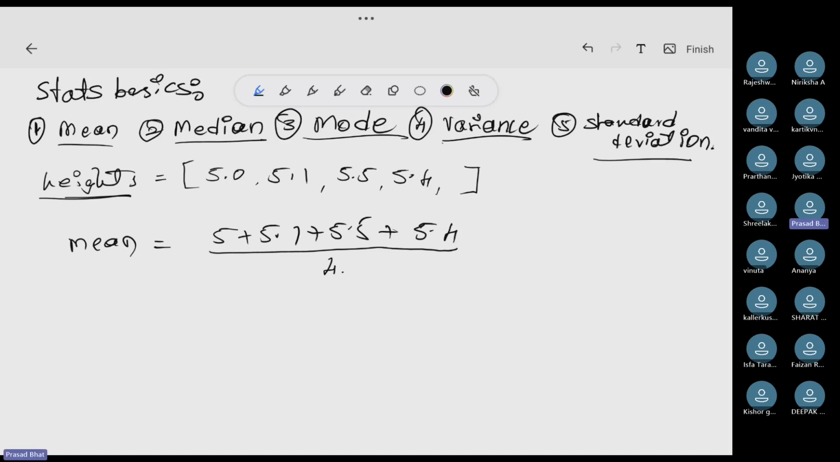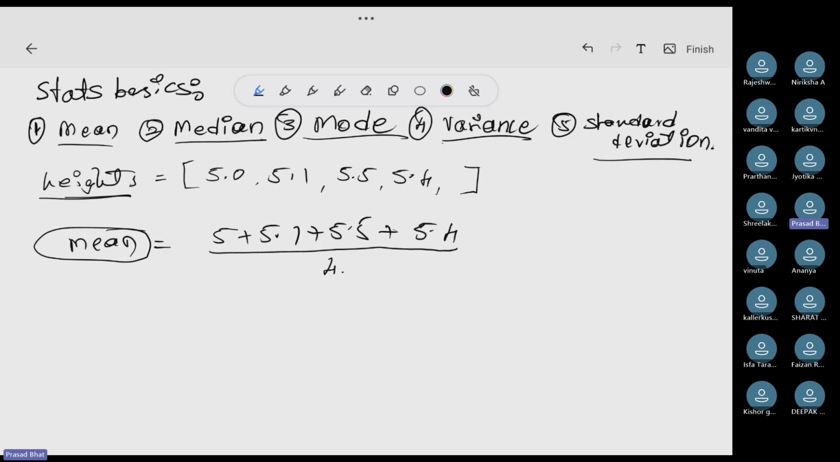So what are we essentially doing here? We are summing up all those values and then dividing it by 4, which means we are trying to average out the height value. So this is what the mean is. This understanding, I guess everyone has. Mean is nothing but an average, right?